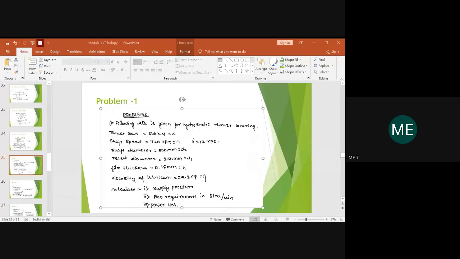Have you taken the snapshot of it? Yes, ma'am. So now you see what the specifications are which are being given.